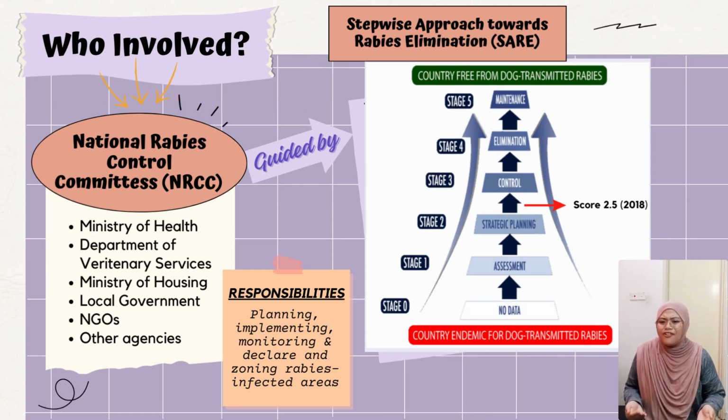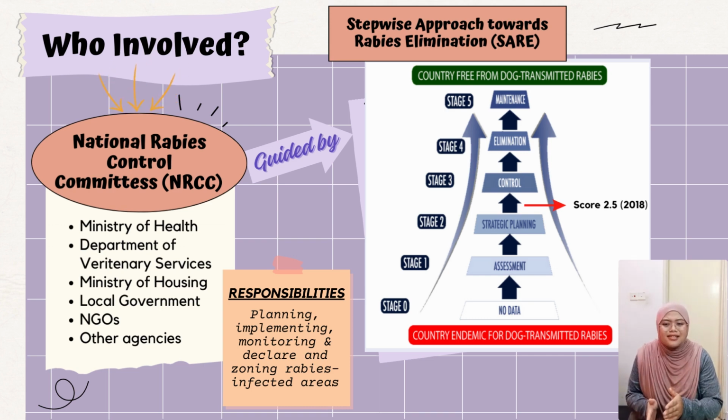Who is involved in rabies elimination movements? Who leads? The main body that oversees rabies prevention and control activities among various agencies is the National Rabies Control Committee, or NRCC, established by our government and consisting of representatives from the Ministry of Health, Department of Veterinary Services, Ministry of Housing and Local Government, and NGOs.